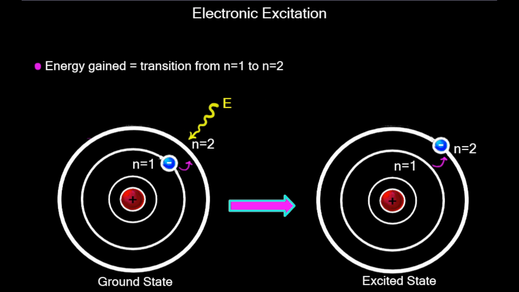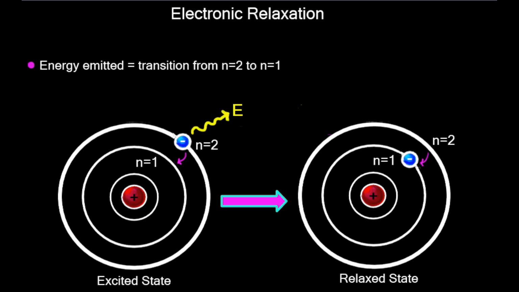Let's introduce the exact opposite of electronic excitation. On this slide, we're looking at the opposite process, electronic relaxation. Here's what happens. When an electron releases the exact amount of energy it previously absorbed, it drops from a higher energy level, or its excited state, back down to a lower energy level, or its relaxed state, such as from n equals 2 to n equals 1.